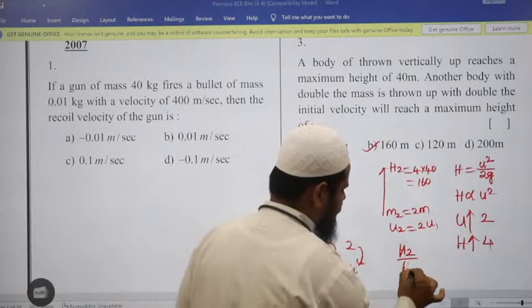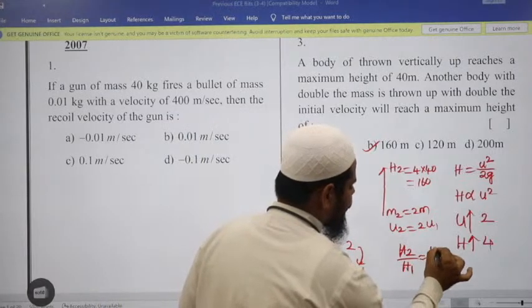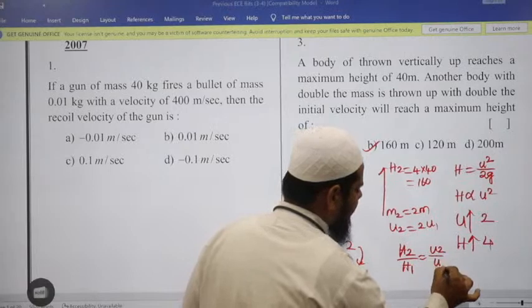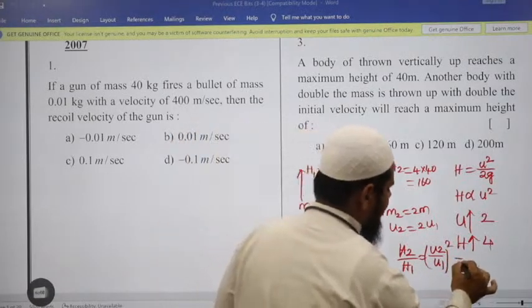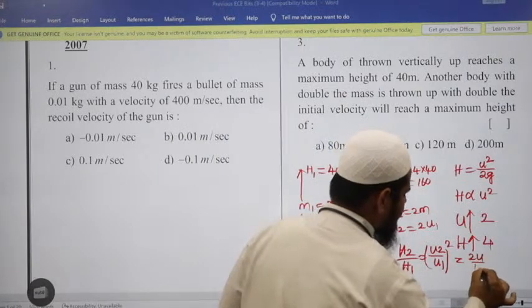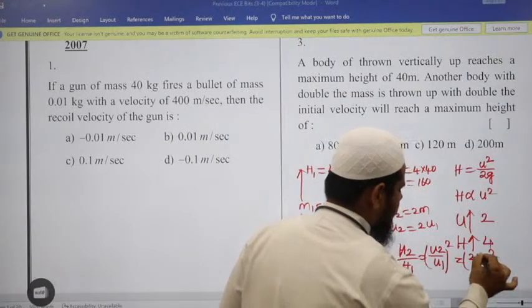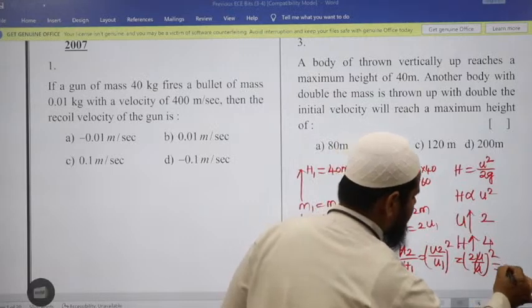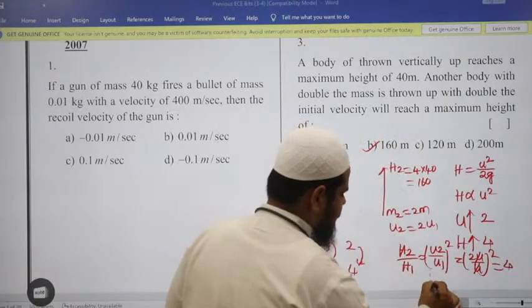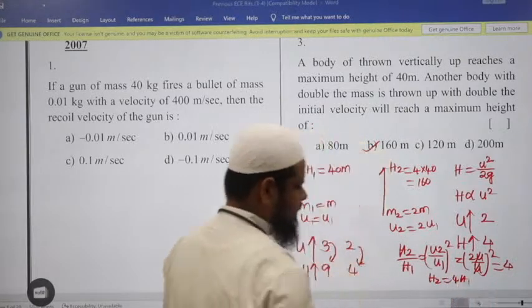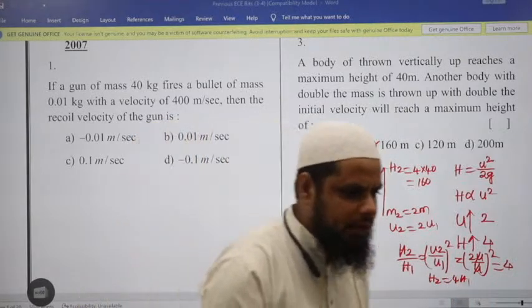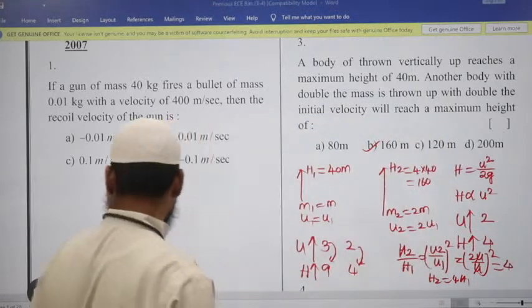h2 by h1 is equal to u2 by u1 whole square. In that case I can replace with 2u by u whole square. U gets cancelled, it becomes 4. Then h2 is equal to 4h1, like this. Okay, yeah, fine, very good.